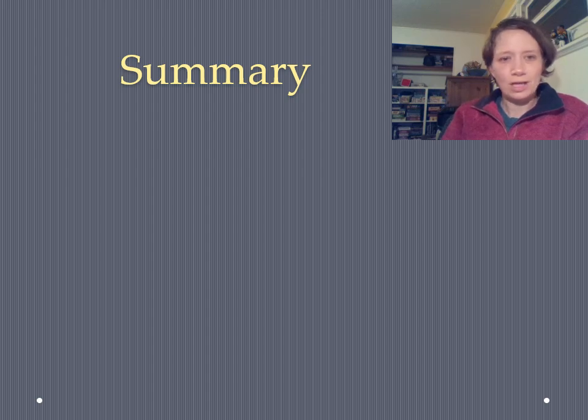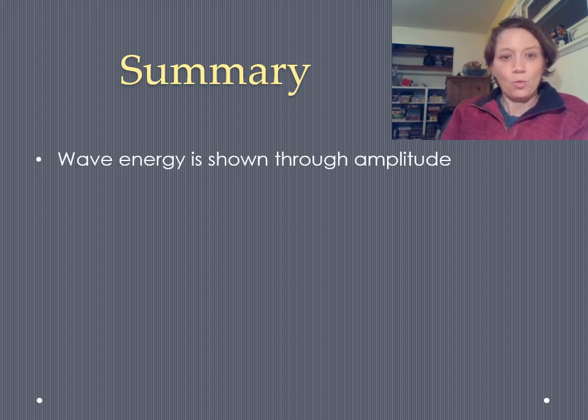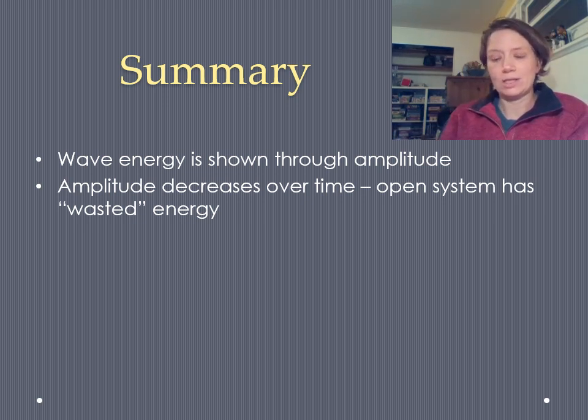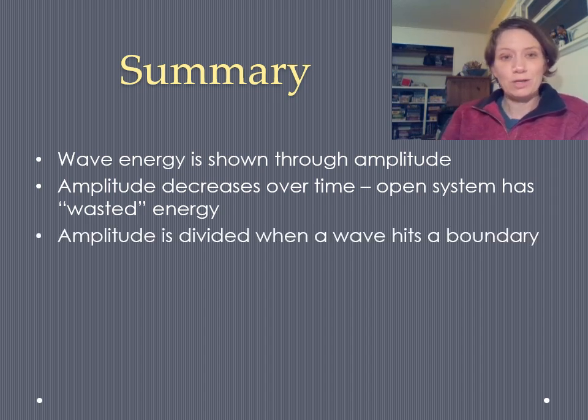Okay, so we're done with our big 3 examples of conservation of energy in waves. Quick little summary for you. Wave energy is shown through the amplitude of the wave. The amplitude of typical waves naturally decreases over time. This is called damping, and it basically reflects that most waves are open systems to some extent and have some wasted energy. There's a few examples in which we can treat waves as closed systems and energy being conserved.